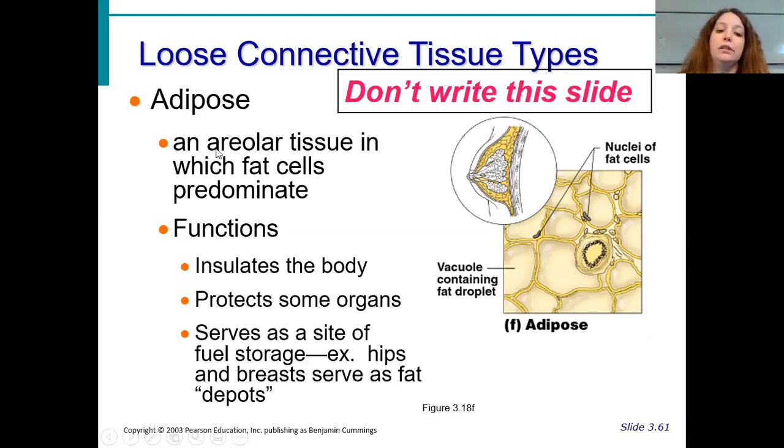So adipose is an areolar tissue, but forget that word. This is just adipose tissue in which fat cells predominate. It insulates the body. It protects the organs. Serves as a site of fuel storage. Women, we have hips and breasts. We have those curves to our body specifically for reproduction purposes. The breasts, as we know, as women, are just fat deposits on our chests that also support mammary glands if they are ever engaged to do that.